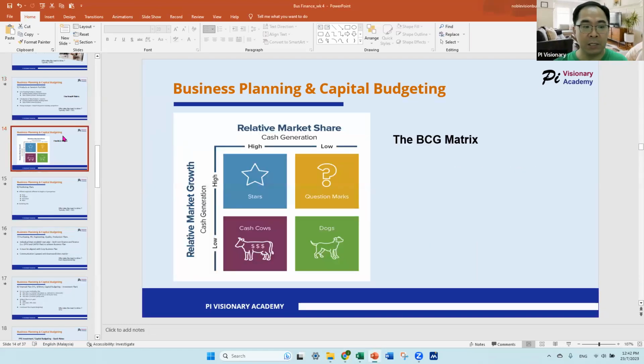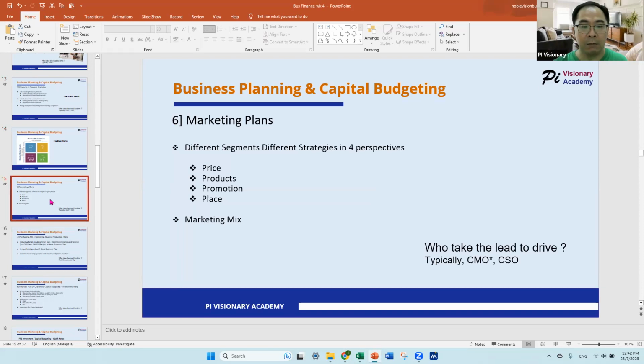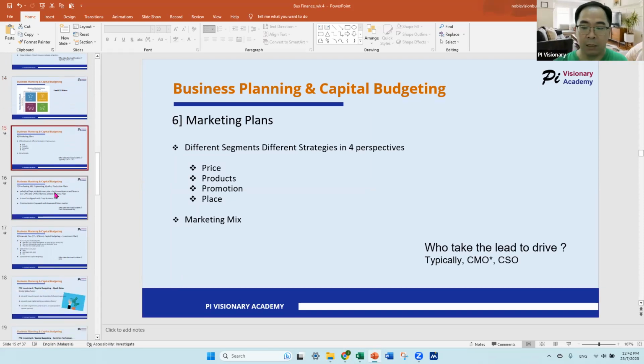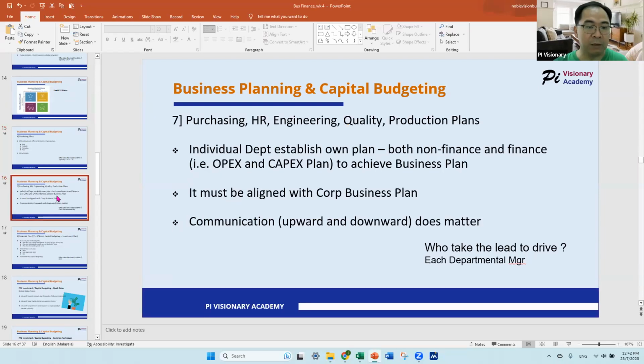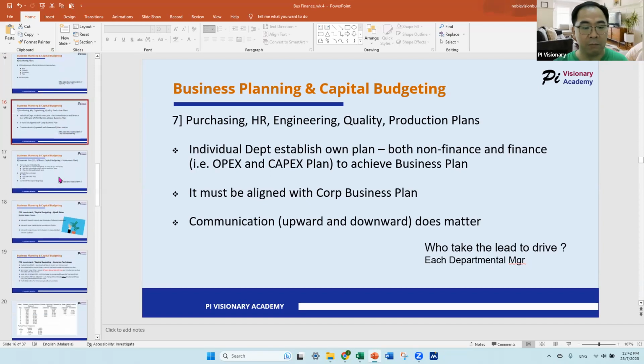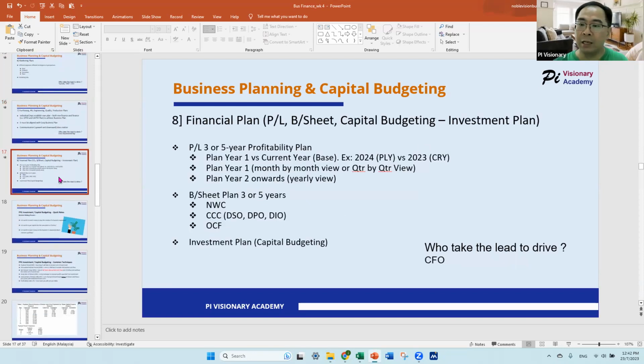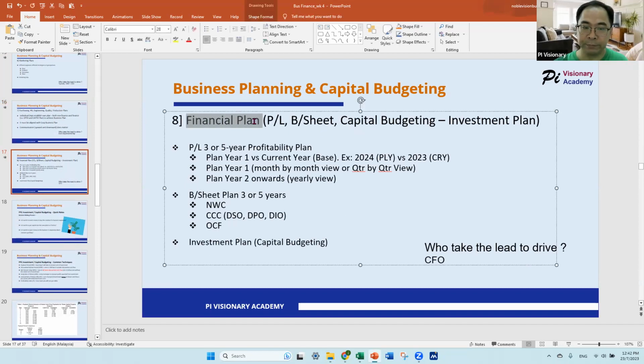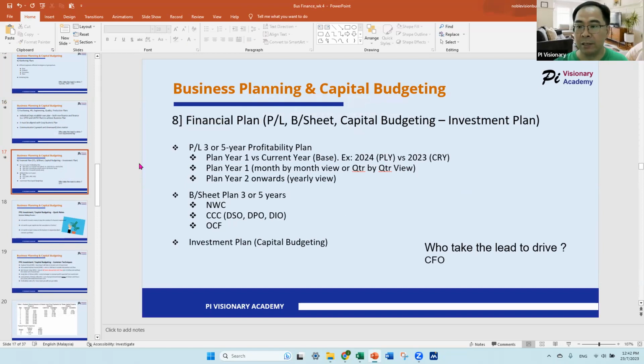Okay, BCG, and then marketing plan. Marketing plan is a 4P perspective. And then we talk about purchasing, all this we have been talking about. Lastly, after each and every department does their budget, then finally the finance director will prepare the P&L and balance sheet.